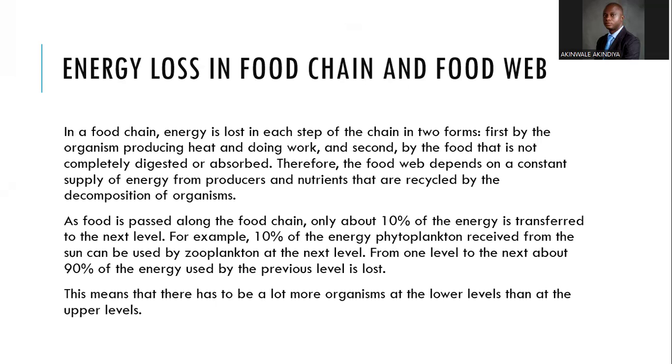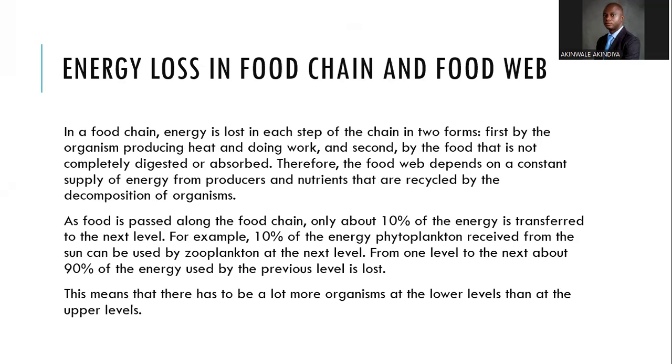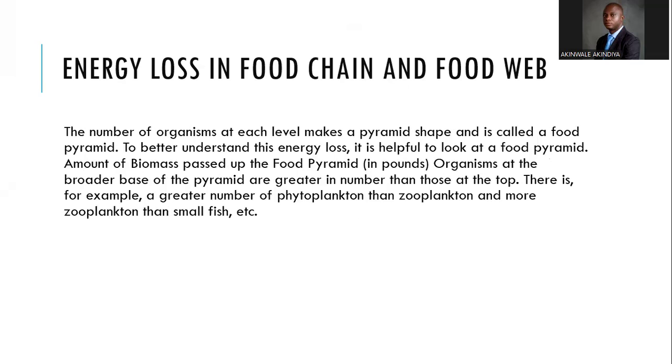This means that there has to be a lot more organisms at the lower level than at the upper levels. For example, you need to have more plants to sustain the herbivores. If not, the herbivores are going to die out, which could happen in a period of famine. So the number of organisms at each level makes a pyramid shape, and it's called a food pyramid.